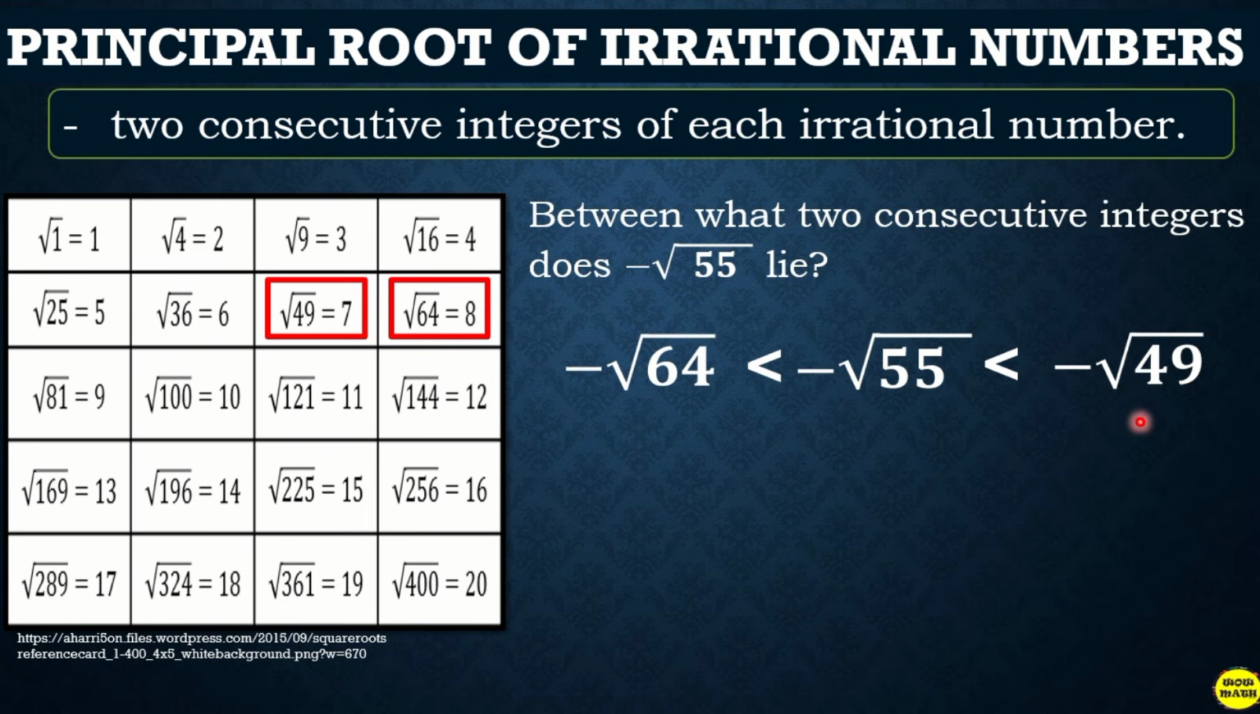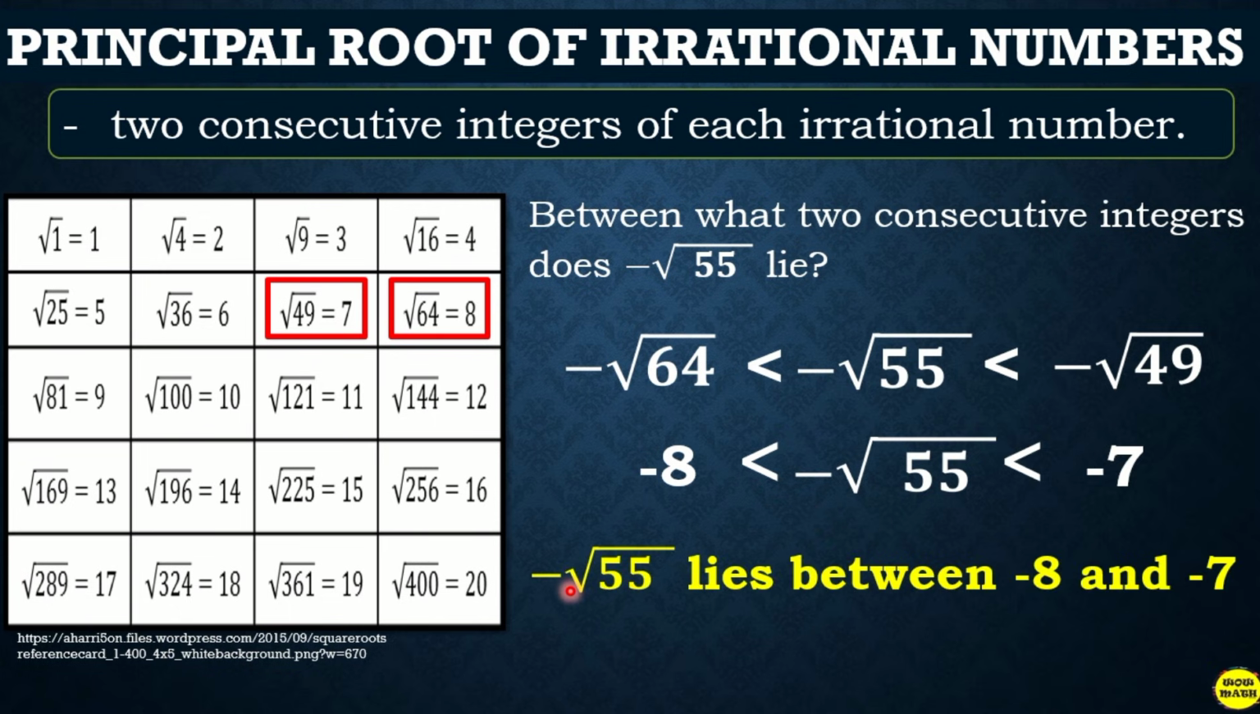So, baliktad po. So, now, we can now get the two consecutive integers. So, ito na po siya. Square root of 64 is 8. But since may negative sa labas, negative 8. And then, square root of 49, that is 7. Since may negative tayo sa labas, that will become negative 7. So, therefore, negative square root of 55 lies between negative 8 and negative 7.